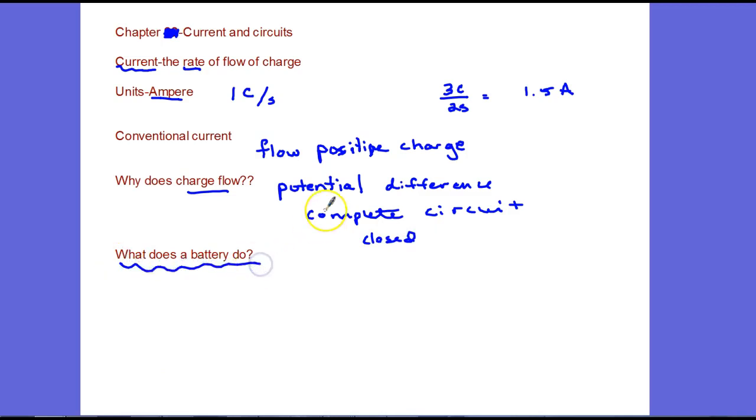Batteries provide the energy that moves the charges through the circuit. If you have a 3-volt battery, that's the potential difference between one side of the battery and the other, and that means it provides 3 joules of energy for every coulomb of charge that goes through it. So batteries give you that potential difference, the energy to push the electrons through the circuit.